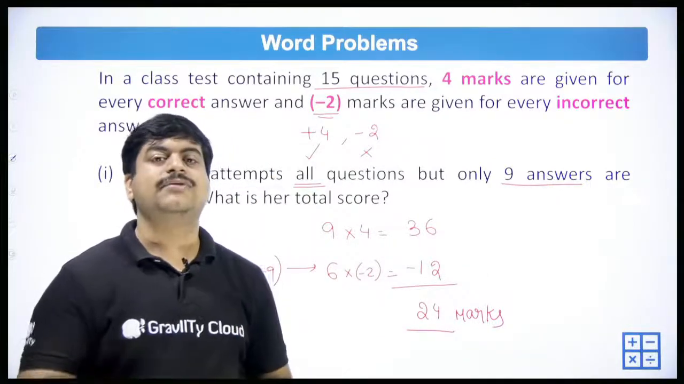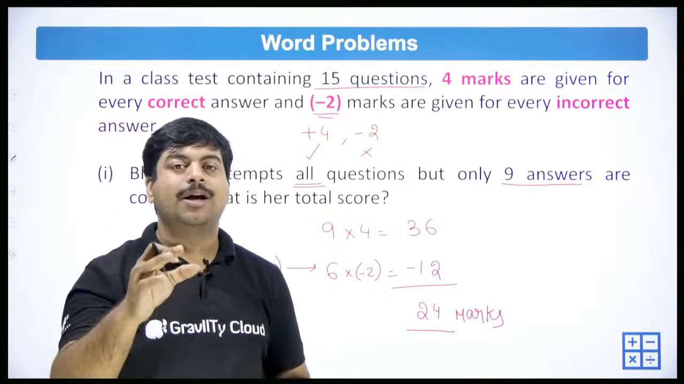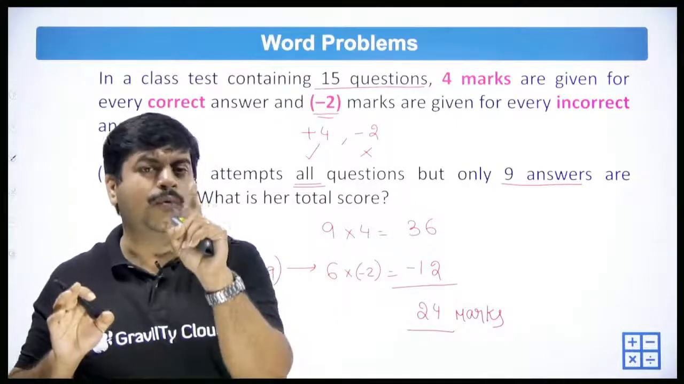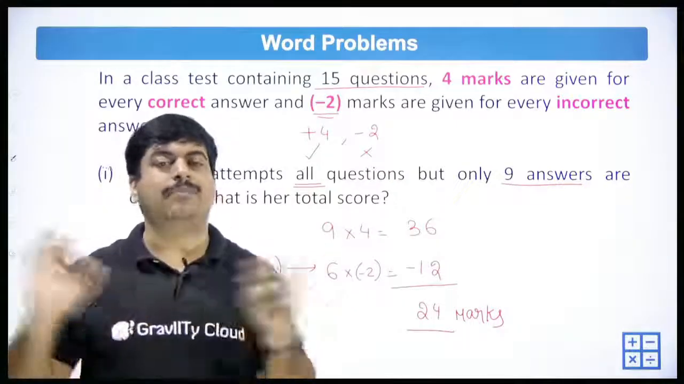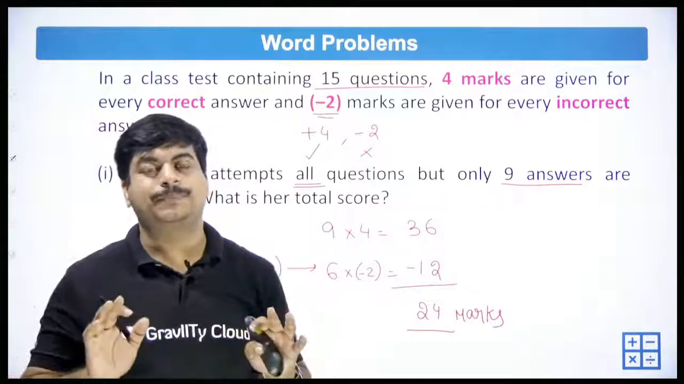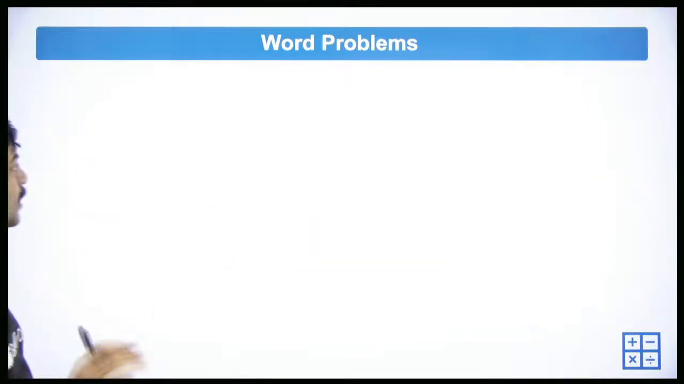Only attempt the answers which you are 100% sure, and that 100% sure means it should be correct. For example, if there are 15 questions and you only know one question, just write one and come out. Don't try to attempt all which you don't know. Right? So let me discuss one more question, then we'll stop here.